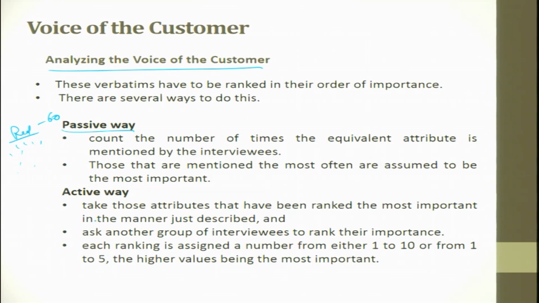Okay. The active way: those attributes that can be ranked the most important in the manner just described, and ask another group of interviewees to rank their importance. Each ranking is assigned a number either from 1 to 10 or from 1 to 5. The higher the value, the more important it is.